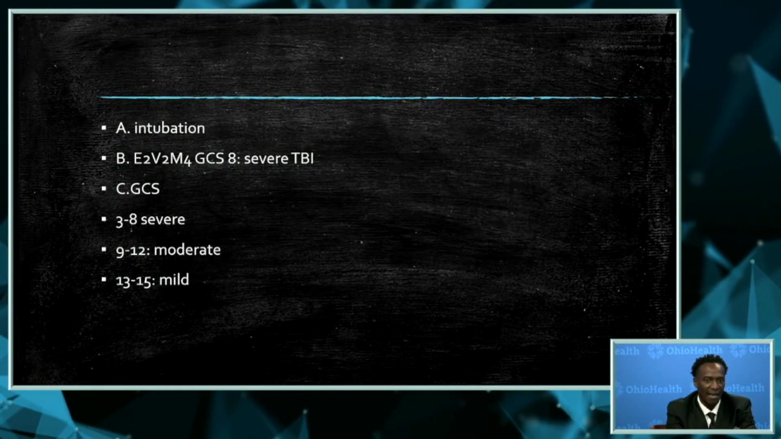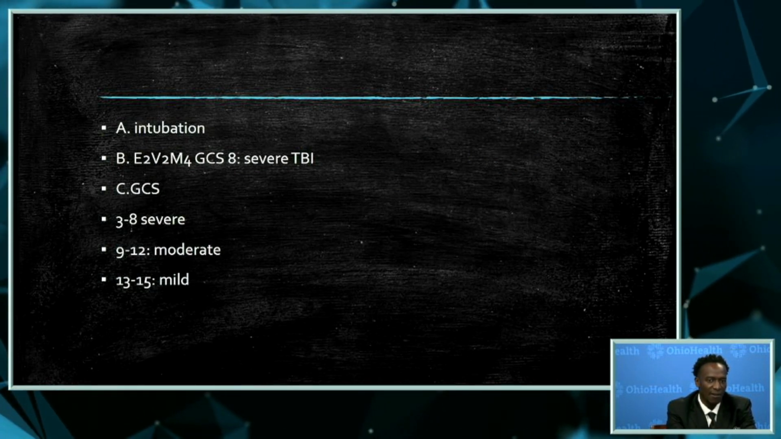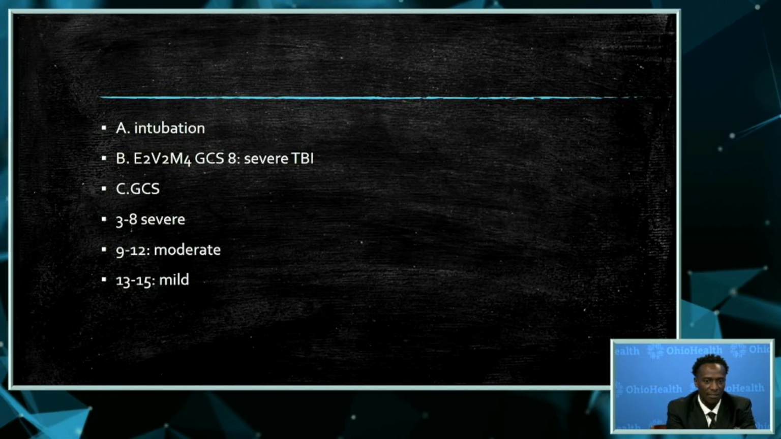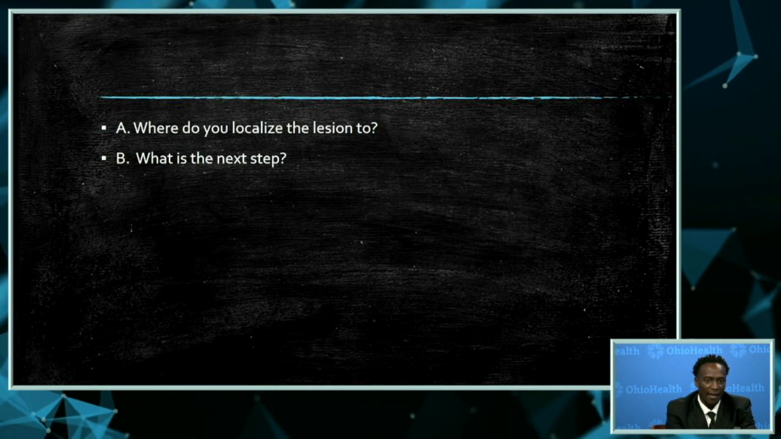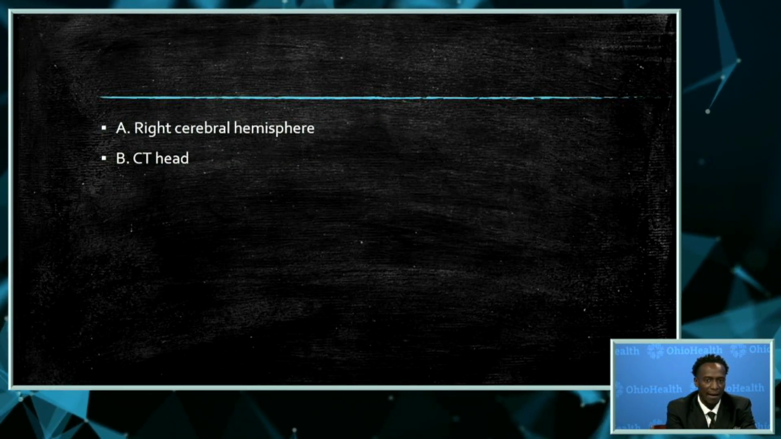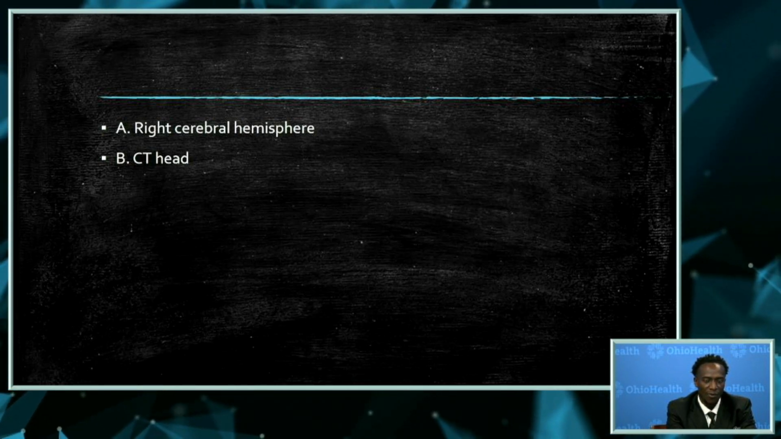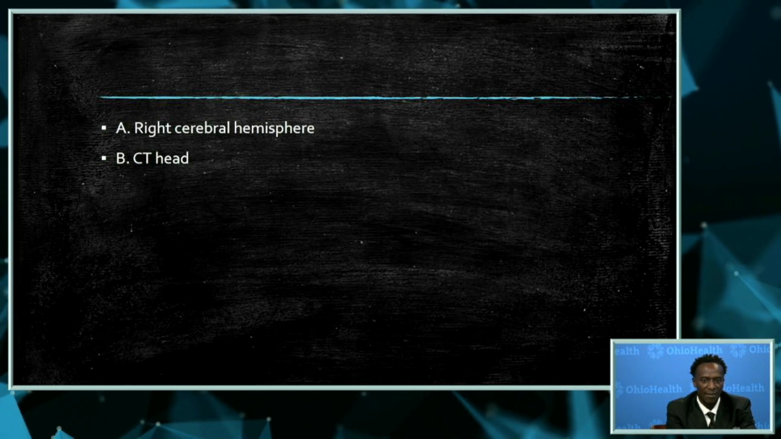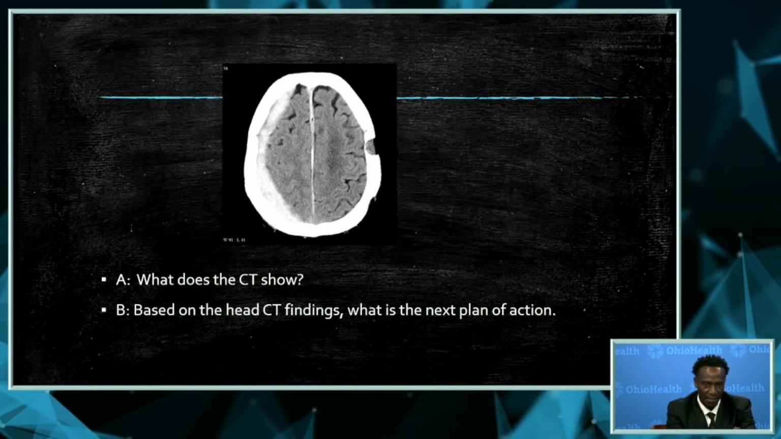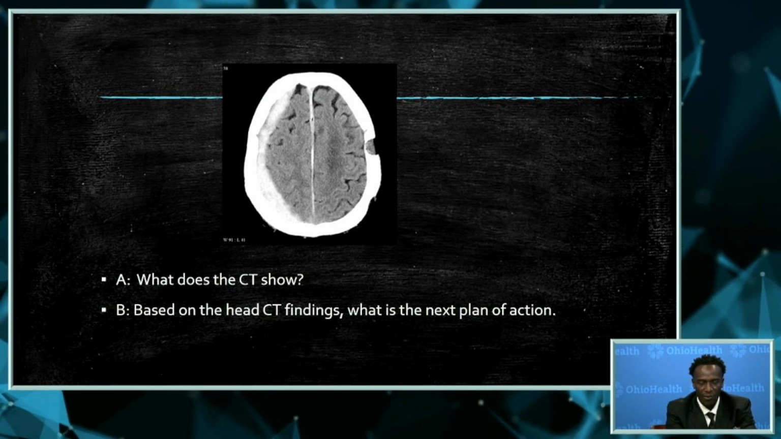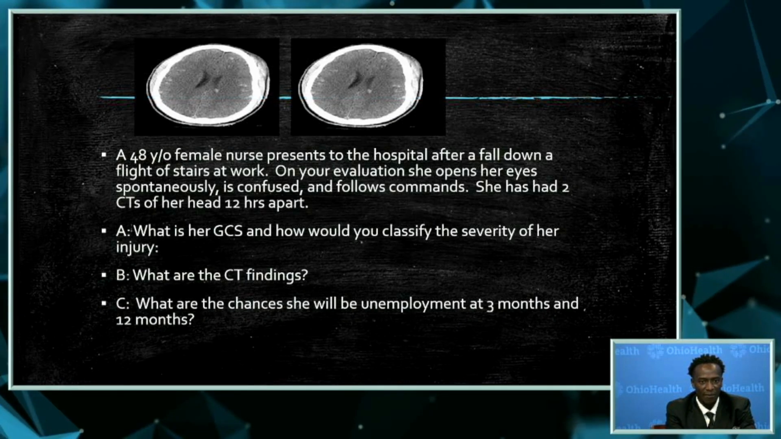And how do we classify TBIs? If they're GCS 3 to 8, that's going to be severe. 9 to 12 is moderate, and 13 to 15 is mild. And then where do you localize the lesion, and what's the next step? Because of their left weakness, it's localized to the right cerebral hemisphere, and a CT of the head is obtained. So we have a large subdural, and the patient was taken to the operating room for an evacuation.